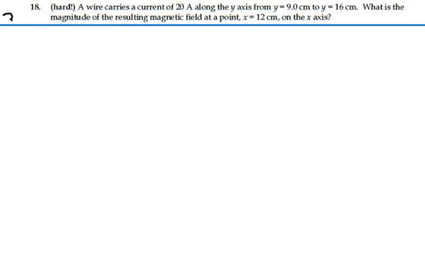Here's problem 3018. A wire carries a current of 20 amps along the y-axis from y equals 9 centimeters to y equals 16 centimeters. What is the magnitude of the resulting magnetic field at a point x equals 12 centimeters on the x-axis? I have this marked as hard, but maybe it's not as hard as we think. So let's take a look at it.